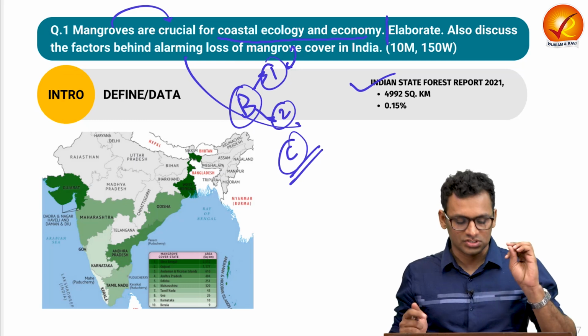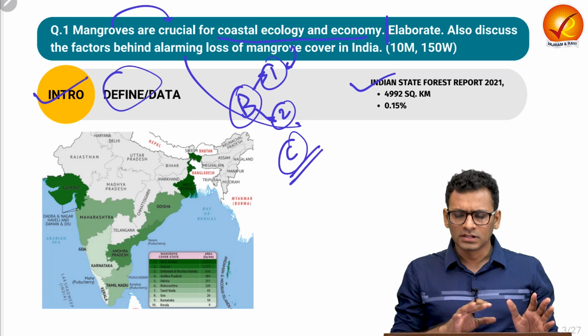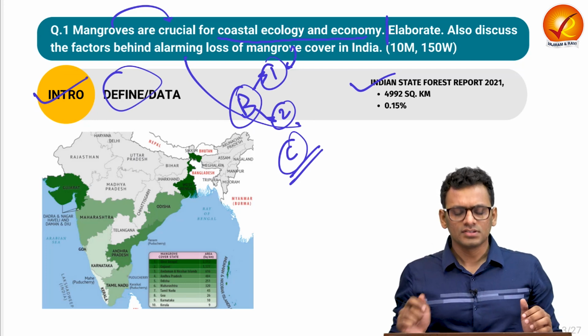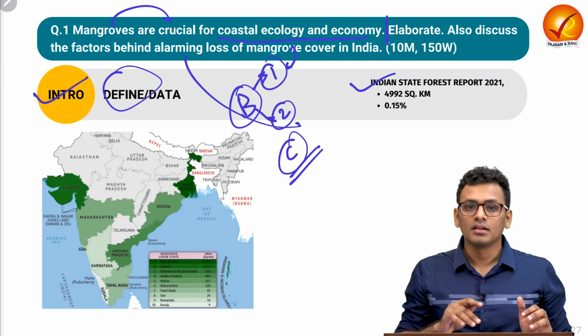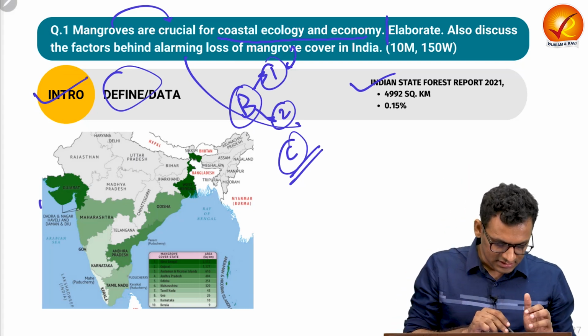Let us start with the introduction. In the introduction, we can talk about the definition of mangroves. Mangroves are salt tolerant, rich and productive forests, and we have seen how they are found in tropical and subtropical regions. You can see from the map what the mangrove distribution in India looks like.